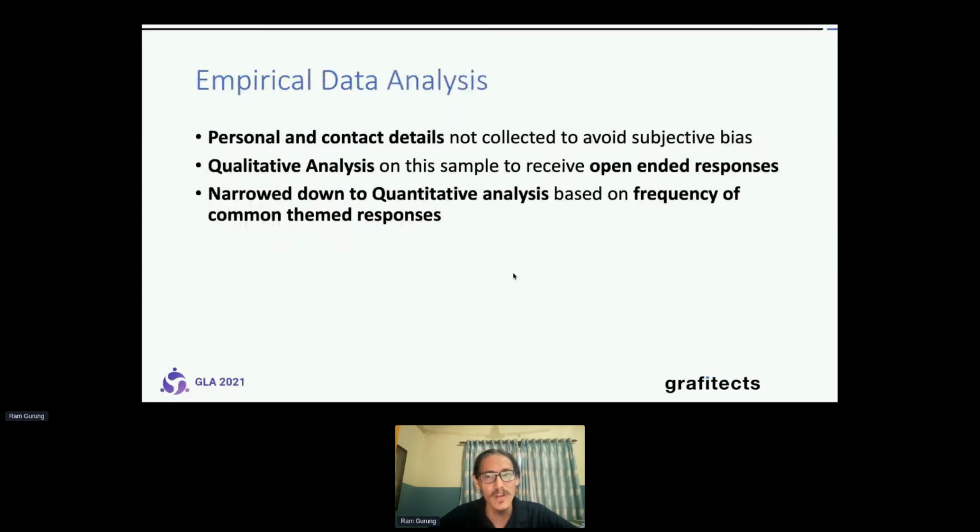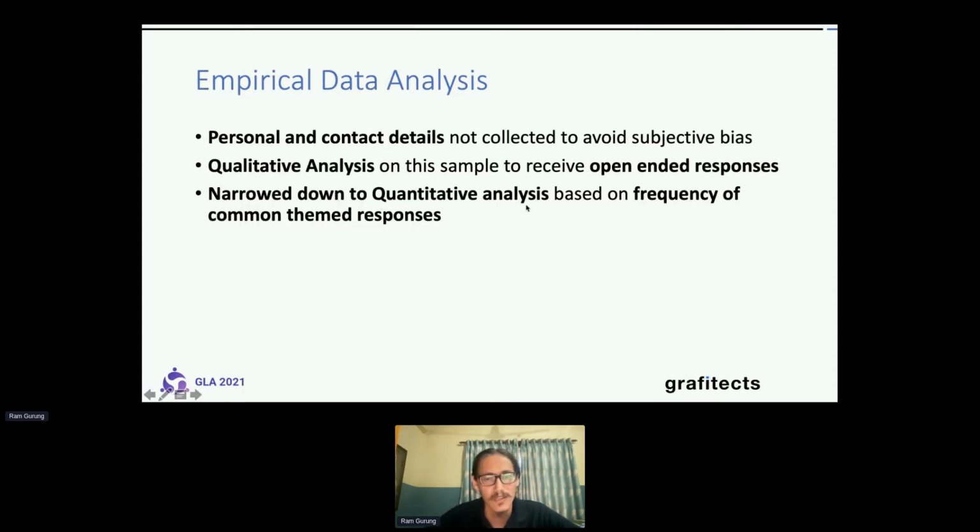To avoid subjective bias, because some of the people in the industry I already know, if I know their names and their company names, then I might have a little bit of prejudice toward their data rather than others. To avoid that, we didn't collect personal and contact details, and we used qualitative analysis on the sample to receive the open-ended responses, which I mentioned in the previous slide. And we narrowed down to quantitative analysis.